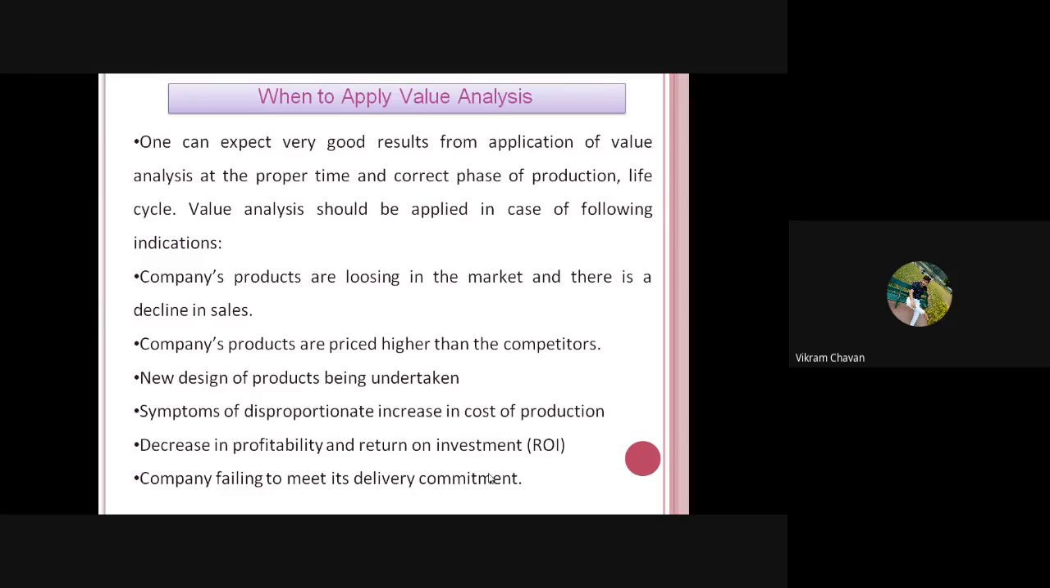So just note down: when to apply value analysis.